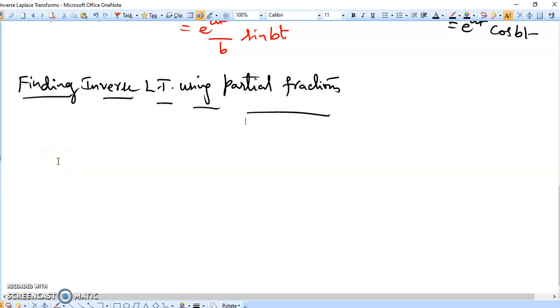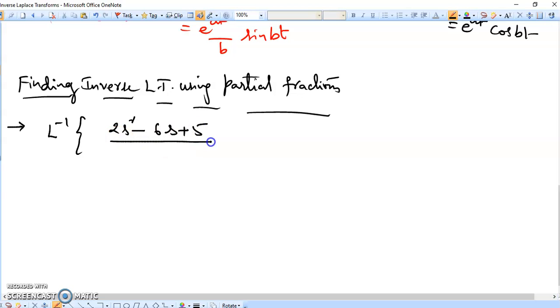Okay, now let us take this with a small example. Let us look at one example on this. Now we have to calculate L inverse of (2s square minus 6s plus 5) by (s cube minus 6s square plus 11s minus 6). For this, I want to calculate the inverse Laplace transform.